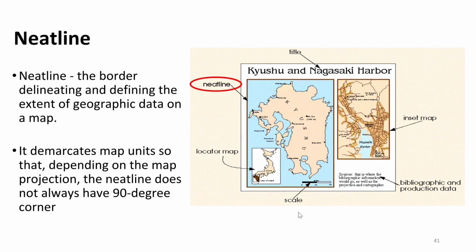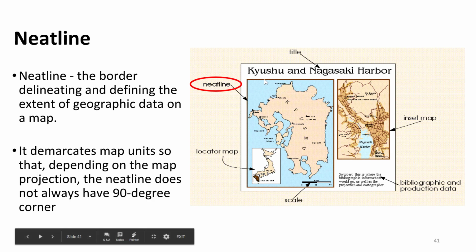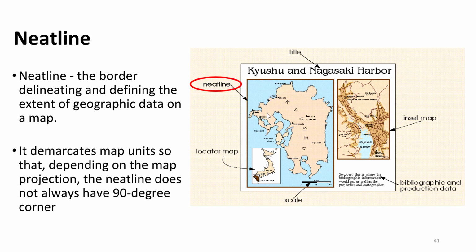A neat line is the final essential map element, and this honestly makes your map look quite complete and look really nice. It is just a border delineating and defining the extent of geographic data on a map. You can see this map here has a nice little neat line surrounding it. It demarcates map units, so depending on the map projection, the neat line does not always have a 90-degree corner.